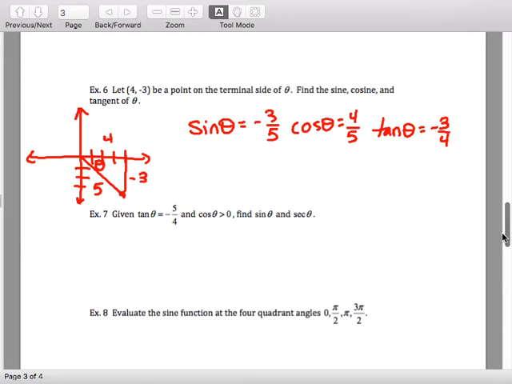Example 7. All right, now I'm giving a little twist here. It says you're given the tangent of theta is negative 5 over 4. So if tangent is y over x, I put the negative out front. And in a fraction, the negative can go with the top or the bottom. But I gave you a clue to figure out where it's going to go. If cosine theta is positive, but the tangent is negative, how do you know? Well, it's logical.